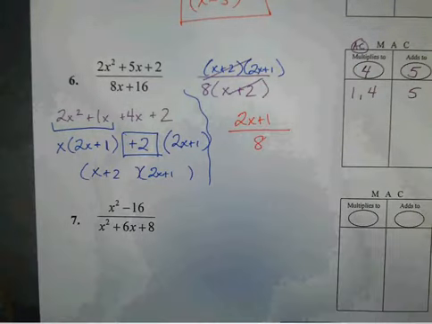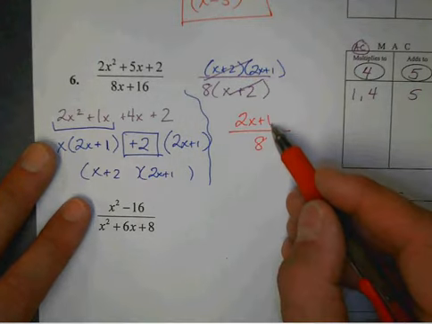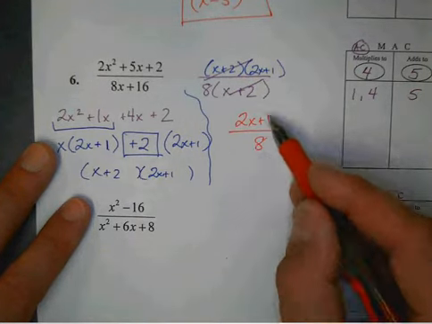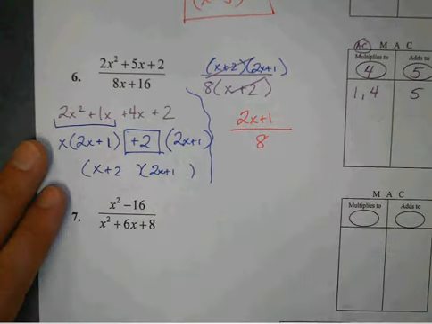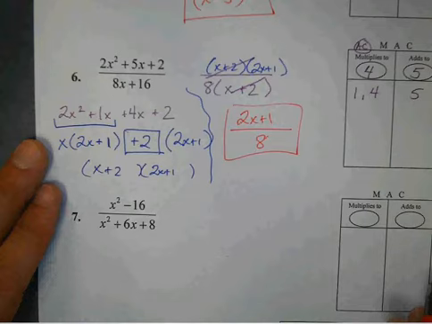If that was 2x plus 10, now you can take a 2 out of all 3. But it's not. So we're done. All right? Moving down.